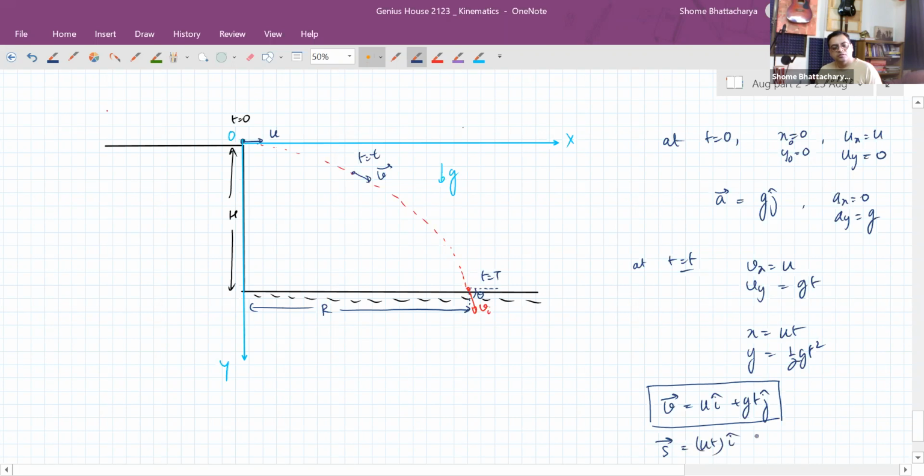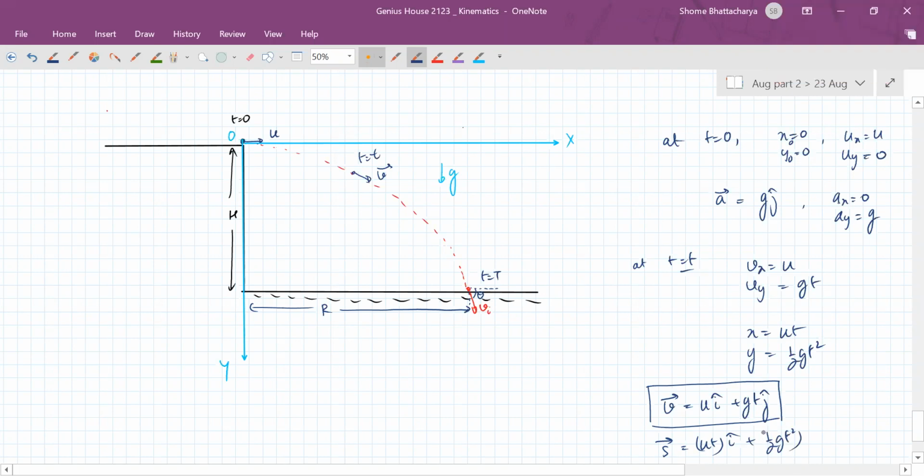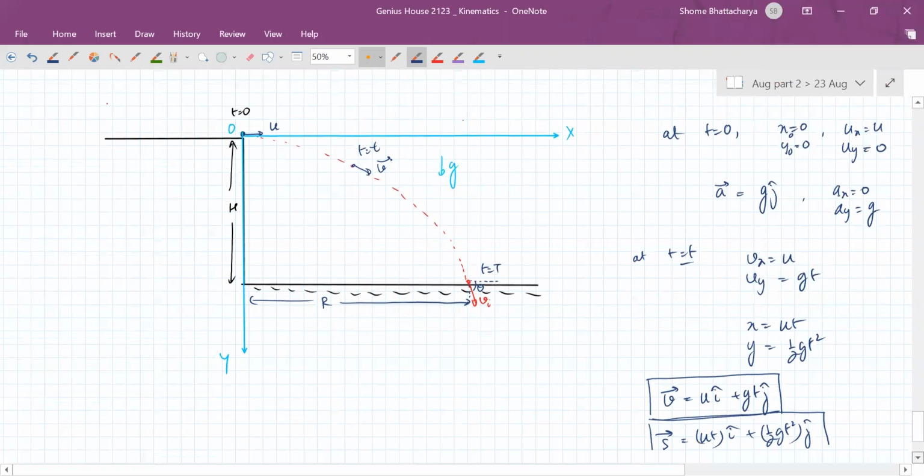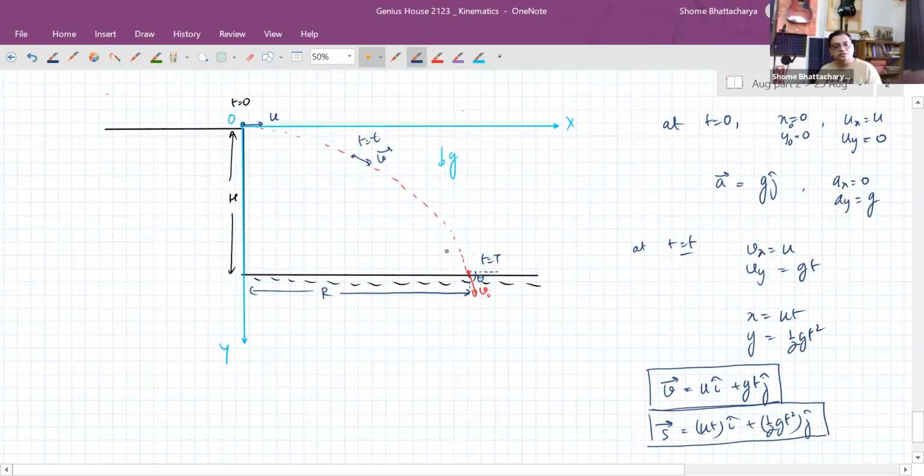Sir, I didn't understand why the y component of u is 0. Because of how we have projected, beta. This is the case where we have projected horizontally, no?